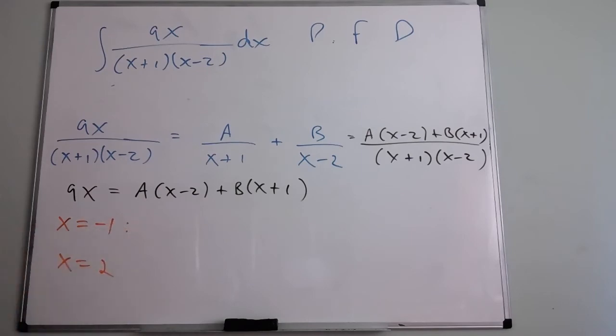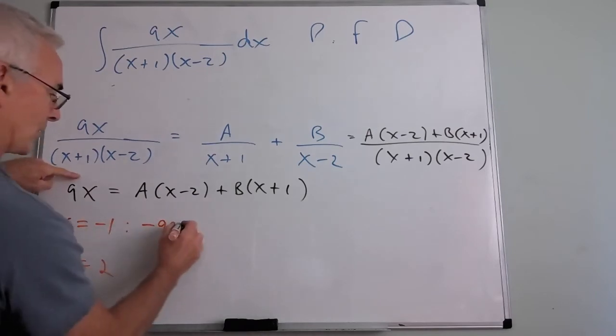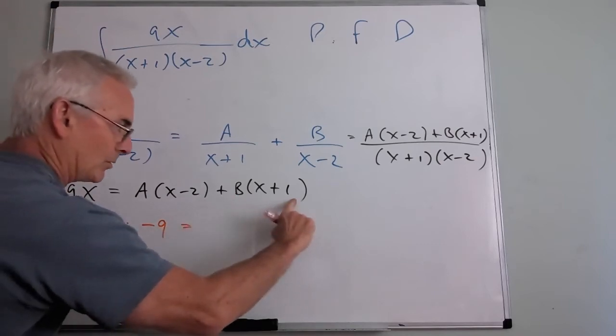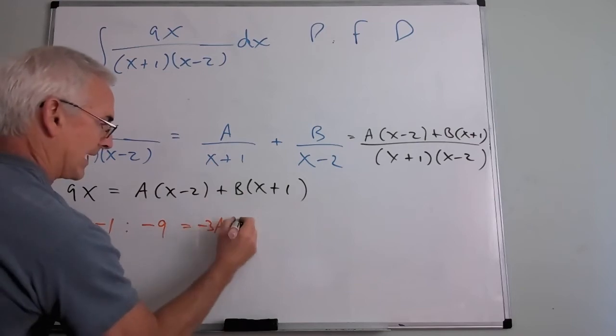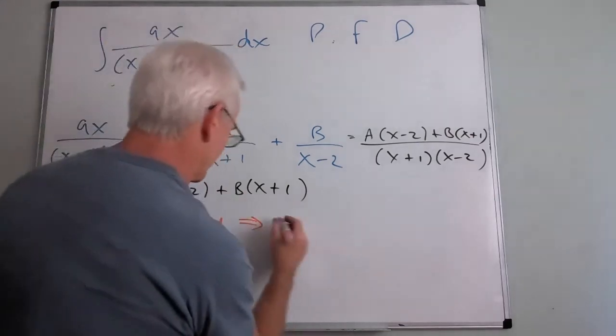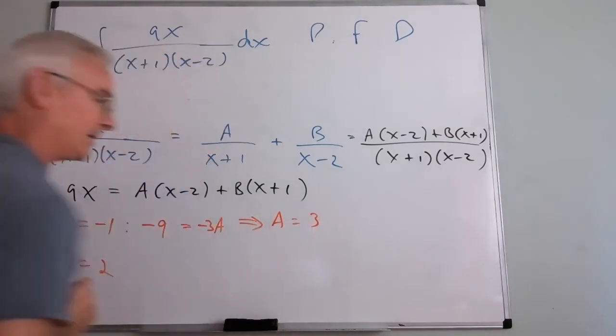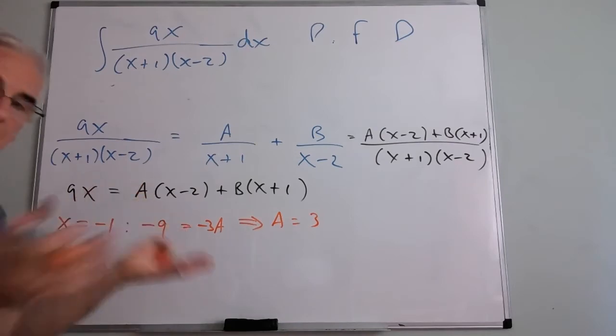Because when I choose negative 1, then the left side of the equation is negative 9. The right side of the equation, well, that would be 0, that would be negative 3 times a. And this implies, that's what that symbol is, an implication symbol: if this is true, then this is true. Okay, there's my a. Now I'm going to choose x equal 2. I'm going to choose things that make my quantity 0.